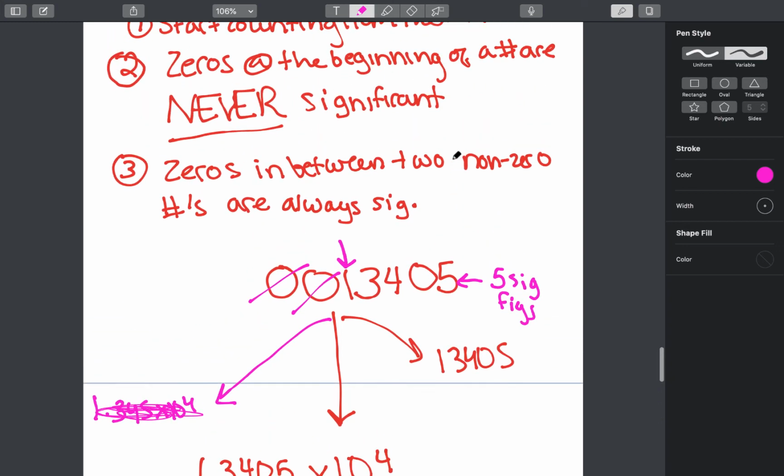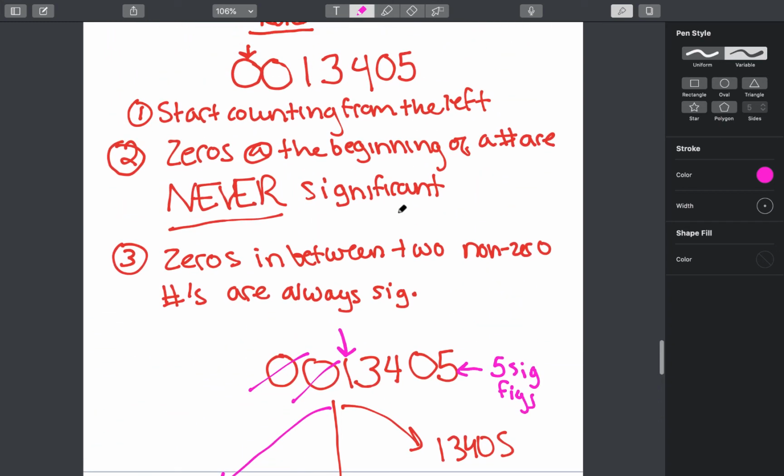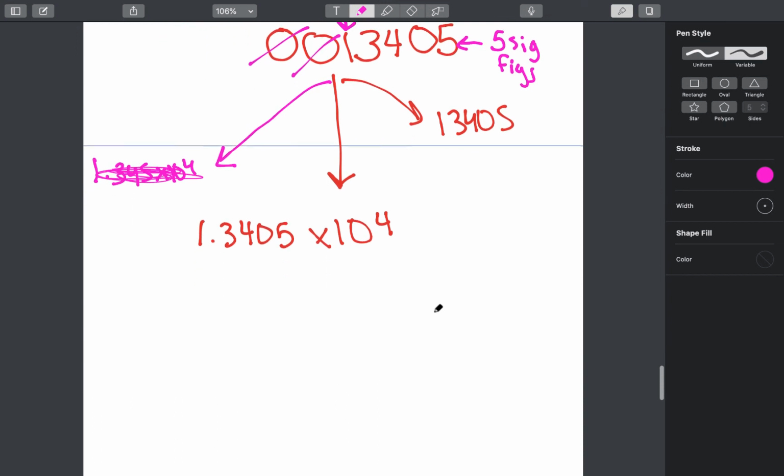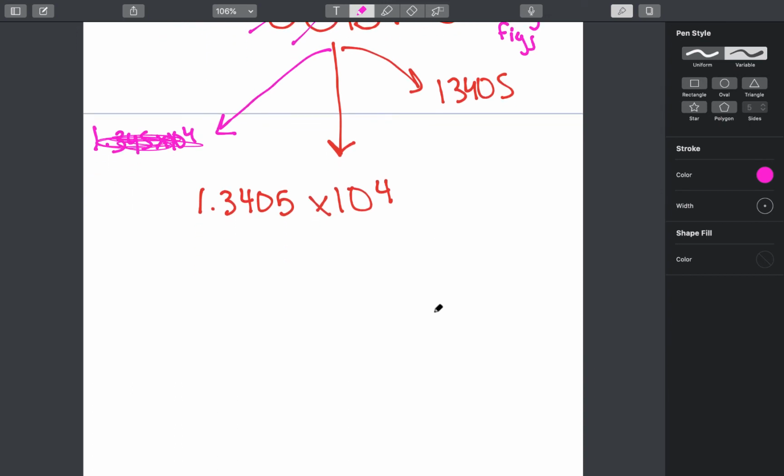So once again, in order to count the number of significant figures in a measurement, you start counting from the left of the number. So you would start counting from this side. Zeros at the beginning of the number are never significant. And then zeros in between two non-zero numbers are always significant and should be counted. So that's basically all the rules you have to know for counting significant figures. All right.